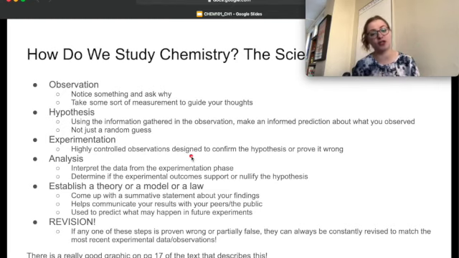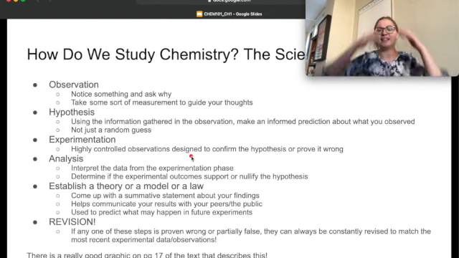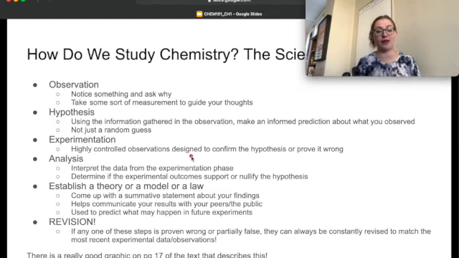So once we've finished our experimentation, we've collected a bunch of data, we now need to analyze that data and complete an analysis step. So we're going to interpret the data from the experimentation phase to determine if the experimental outcomes support or nullify the hypothesis. So you can't just do the experimentation, leave a set of data out there for someone and be like, all right, cool, I did it, I did the experimentation, I'm done.